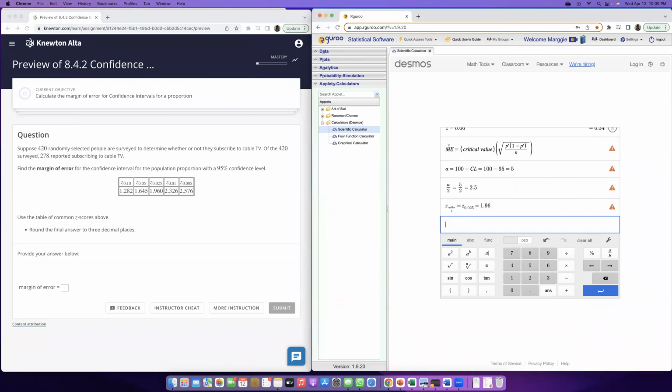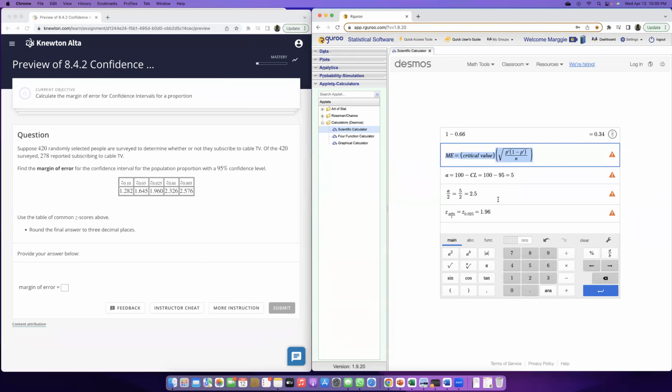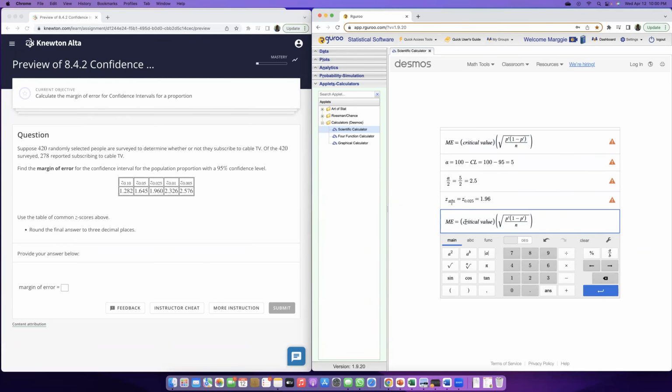All right. So then now let's just move this down here, and I'm going to replace everything. So the critical value is 1.96. P is 0.66. The 1 minus P is 0.34.